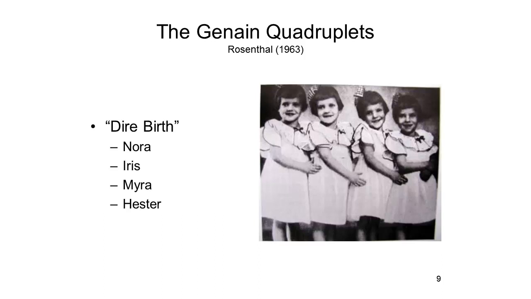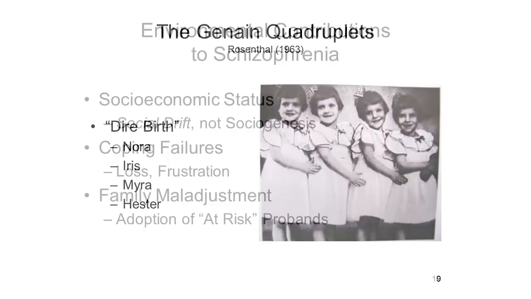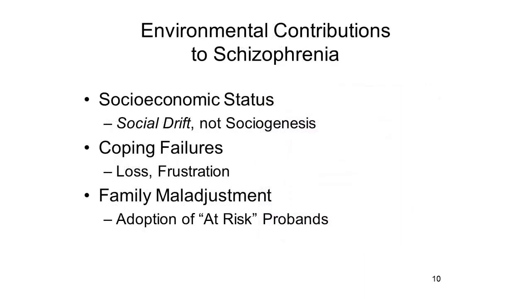So the differences in course and outcome of mental illness suggest that despite whatever role the genetic predisposition plays, the genes are not decisive. And in fact, David Rosenthal, who edited a book on the Genain quadruplets, specifically proposed that the outcome in each of the 4 cases represented a unique interaction of diathesis and stress factors. So what kinds of environmental factors, what kinds of environmental stresses could make a contribution to schizophrenia?